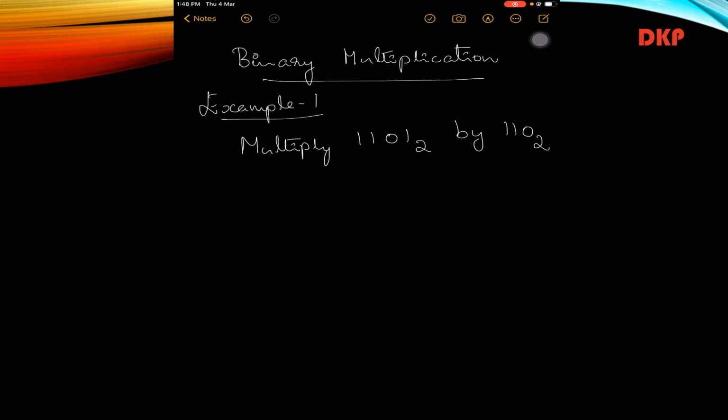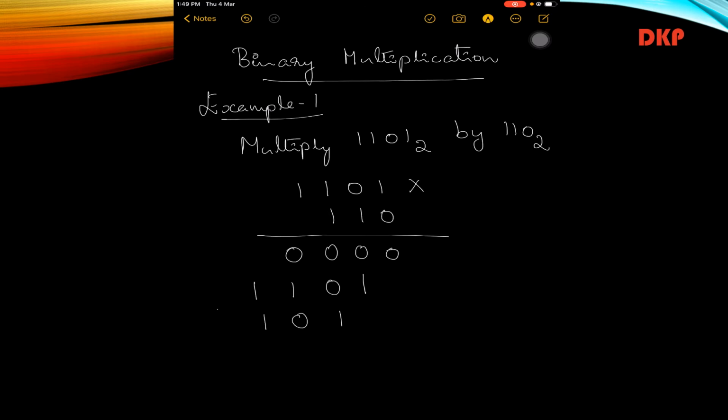Multiply 1101 to the base 2 by 110 to the base 2. When you multiply two binary numbers, it is very simple. In a similar way to how you multiply normal numbers, we have to multiply these numbers. So 0 times 1 is 0, 0 times 0 is 0, 0 times 1 is 0, 0 times 1 is 0. Then 1 times 1 is 1, 1 times 0 is 0, 1 times 1 is 1, 1 times 1 is 1. Next, 1 times 1 is 1, 1 times 0 is 0, 1 times 1 is 1, 1 times 1 is 1.